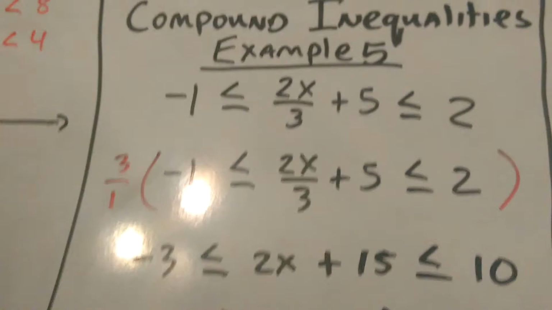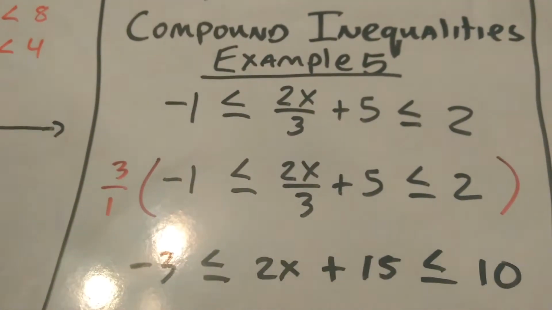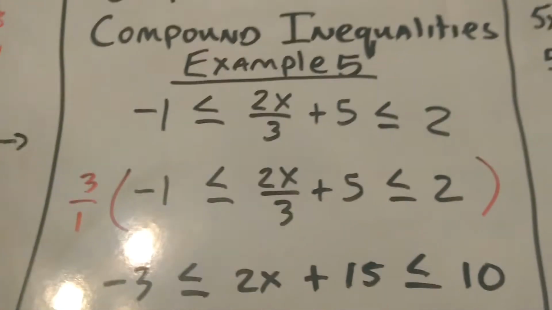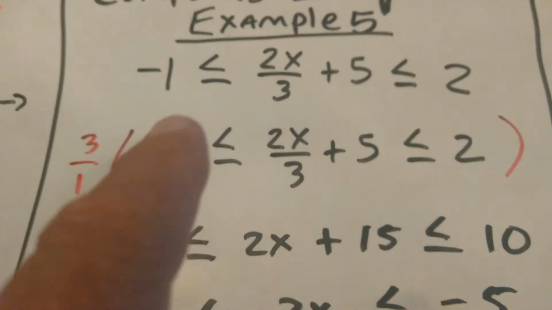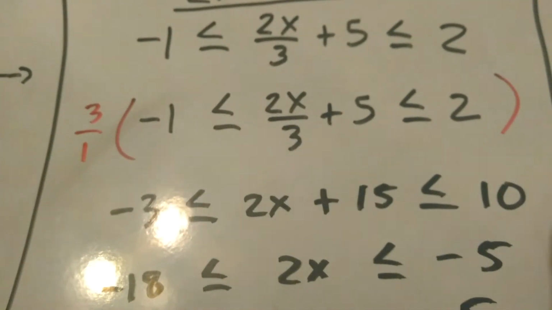Here's another way this can be written. If you ever get a compounding quantity written in this manner, it is "and," it's an intersection, and you can actually solve both sides at the same time. So the first step I did here was I want to get rid of the fraction, so I'm going to multiply the whole thing by 3.